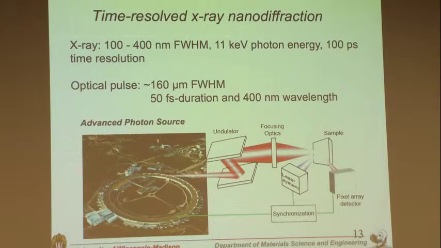You just figure out when the pulses arrive, and you can make a tightly focused beam. We used a beam of about 11 kilovolts in this case. You've got about 100 picosecond time resolution, and then you pump the sample with a laser, and you look at the spot where they coincide. And then the question is, what happens to this system, and can we reach states that we couldn't reach before?